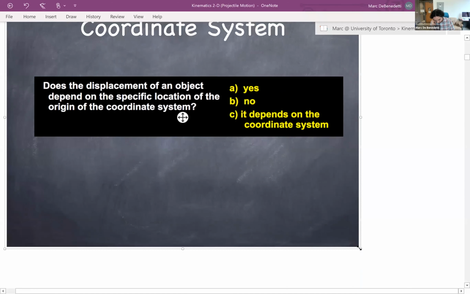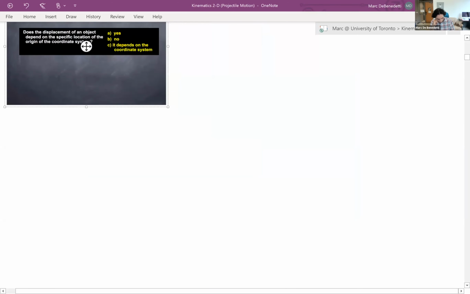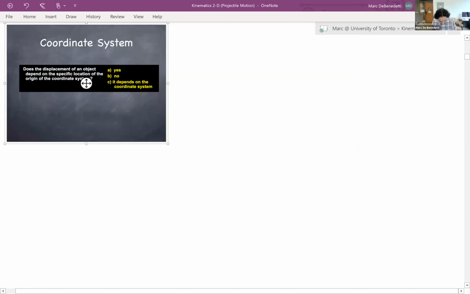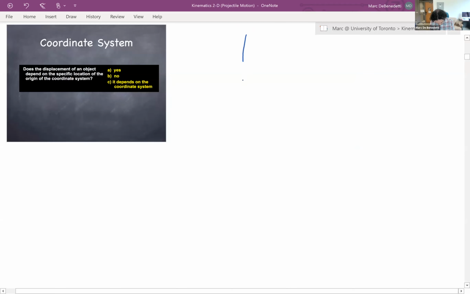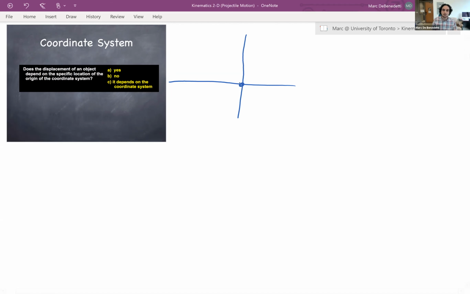Actually, let me make this a little bit smaller as well. There we go. So let me draw a sample coordinate system for you. And I'm going to call this the origin, right? Let's call that 0, 0. So the question is, does the displacement of an object depend on where the origin is? So let me draw 2 points. Let's say point 1 and let's say point 2.